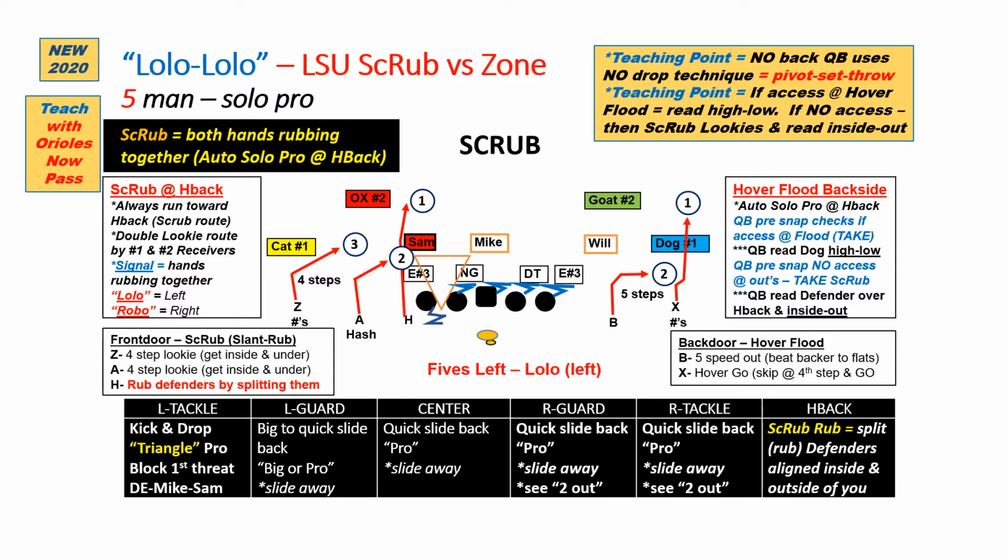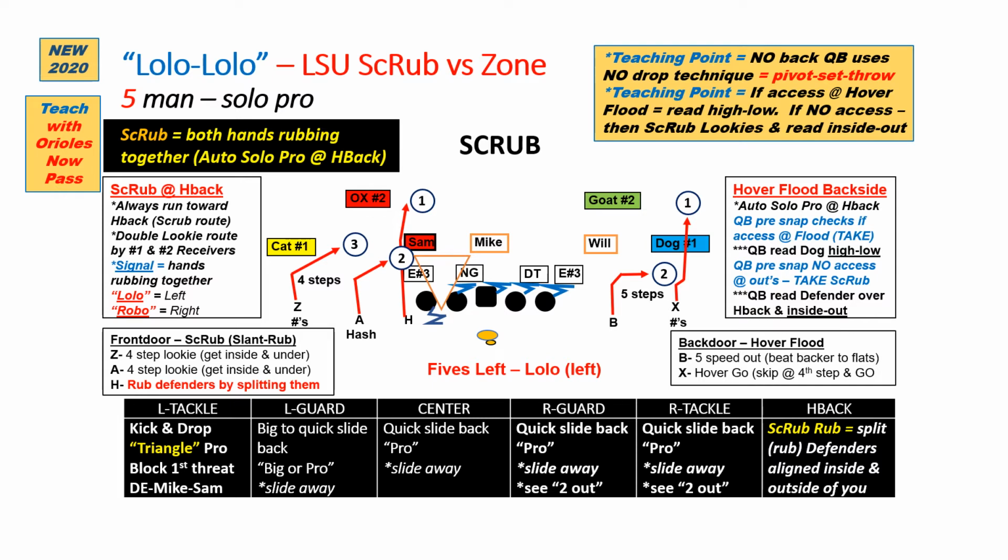The Z and the A just run their looky route. So this is very similar to the Orioles concept we do. It's a dual route concept. We're going to get a man beater there on the left with the double lookies, and then on the backside with our hover flood, we're going to get a zone look.